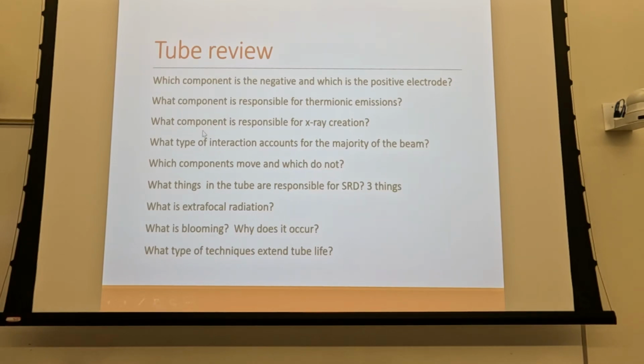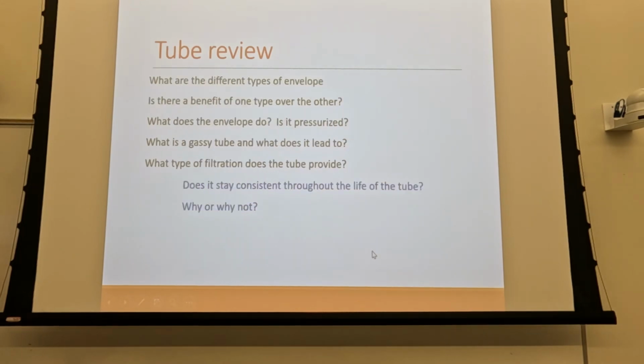So that's all the stuff that we're going to talk about this semester on the tube: negative versus positive, what gives us our thermionic emissions, what's responsible for X-ray creation, the interactions that give us the majority of the beam, what parts move and what don't. And we'll talk about what things are responsible for sharpness of recorded detail. We talked about extrafocal radiation, blooming, how that differs from extrafocal radiation, and we'll talk about how to extend the tube life. We'll also talk about some quality control.